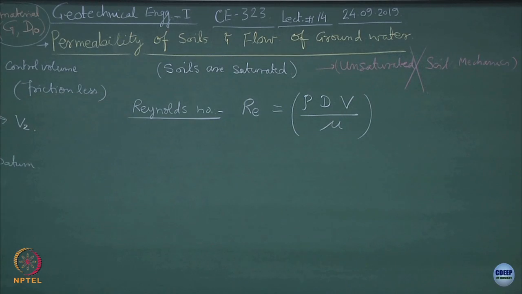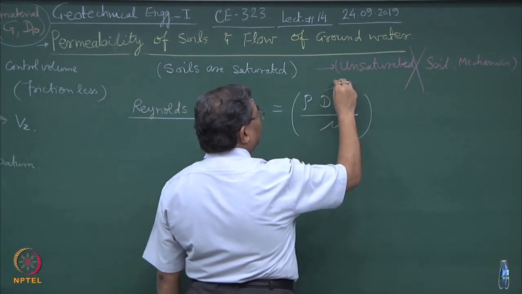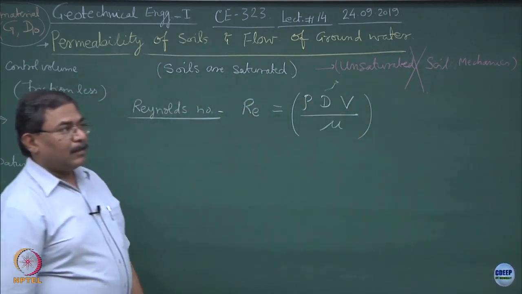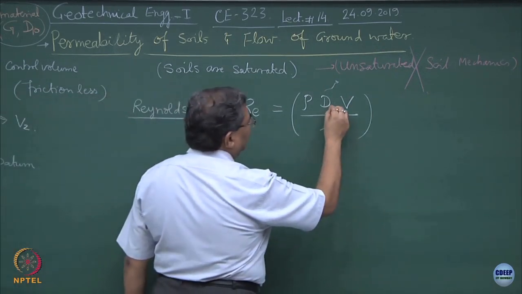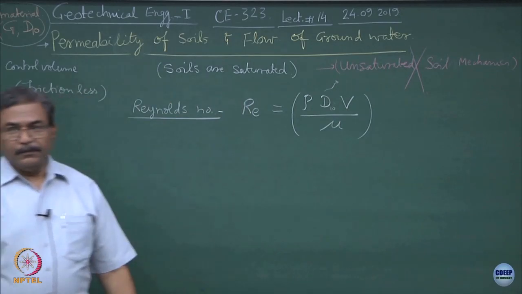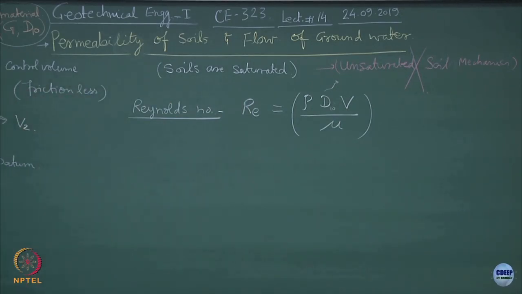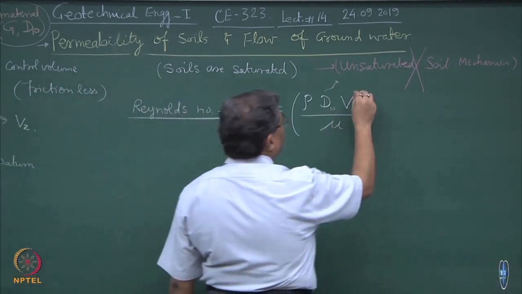Two things you should remember, never get confused. What will be this D term? Characteristic length or the diameter, correct, you are right. So, I can say this is D10 and V happens to be the velocity.